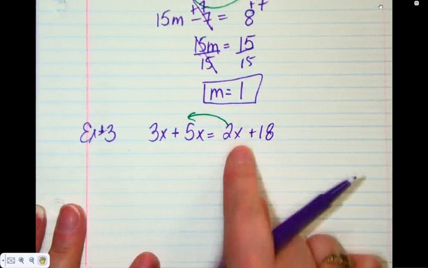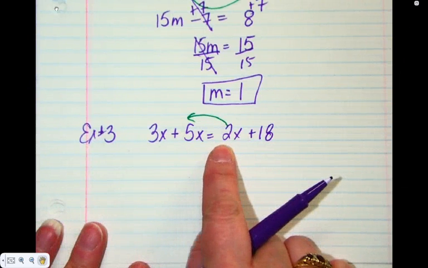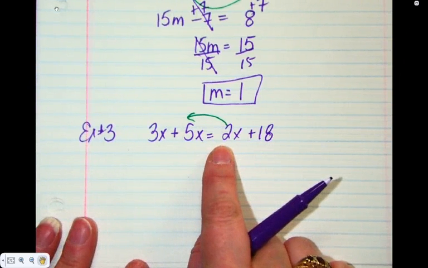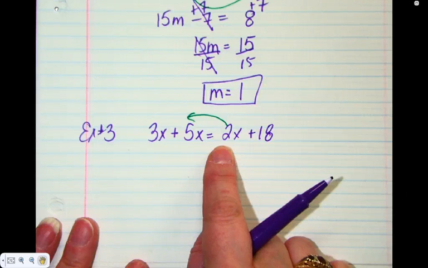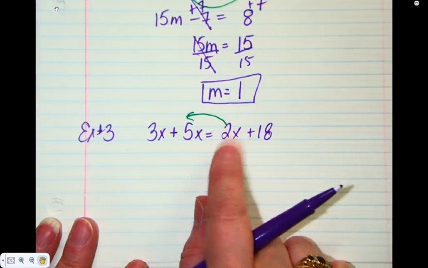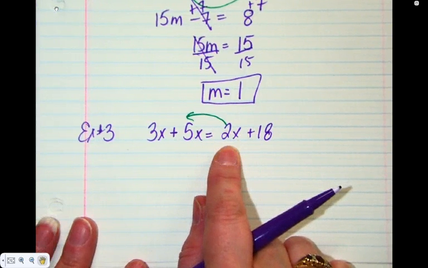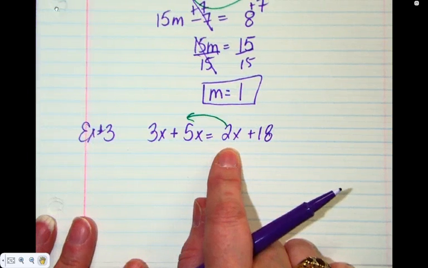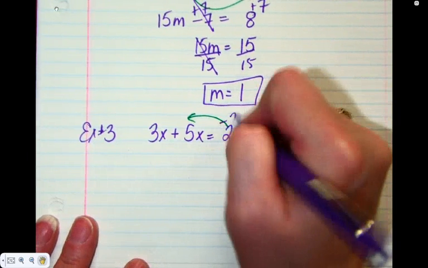How do I move 2m? How do I get it onto the other side? Not a trick question. How do I get it off this side? And how do I cancel it out? By subtracting 2x.